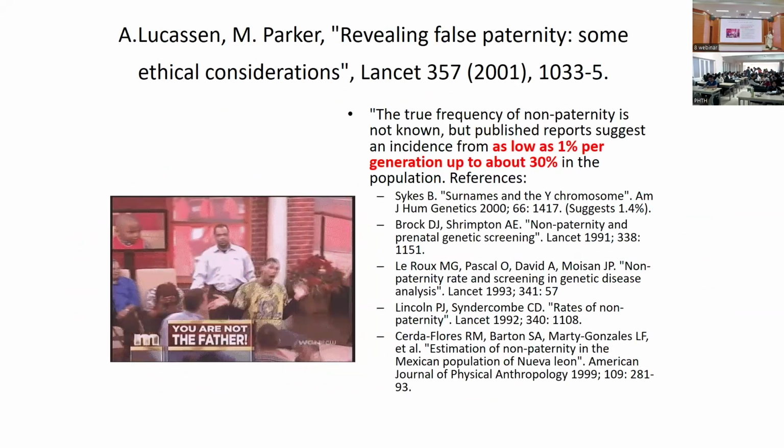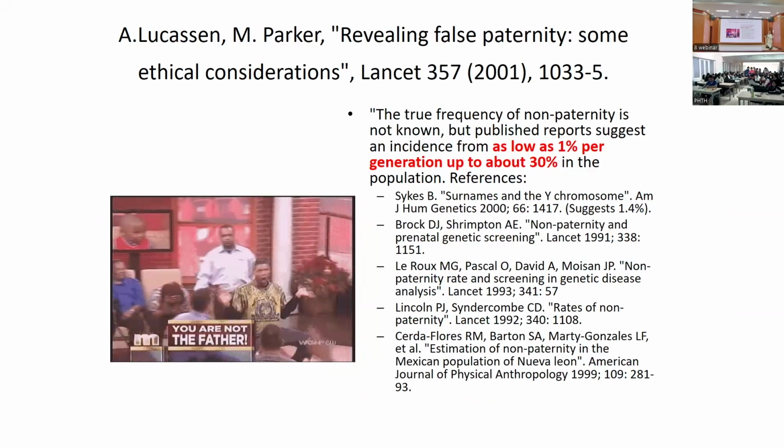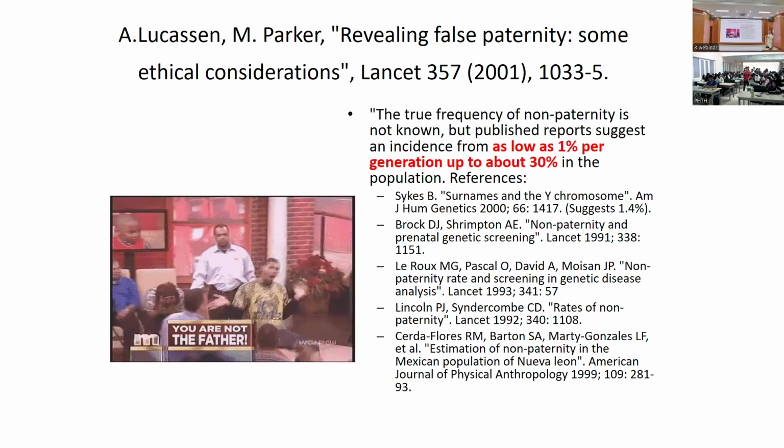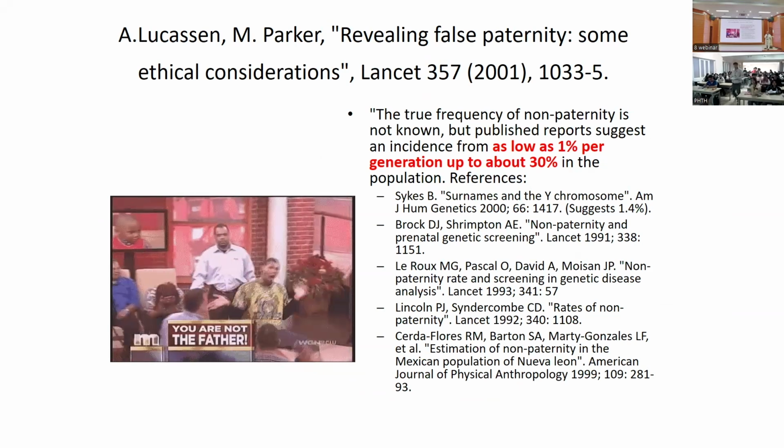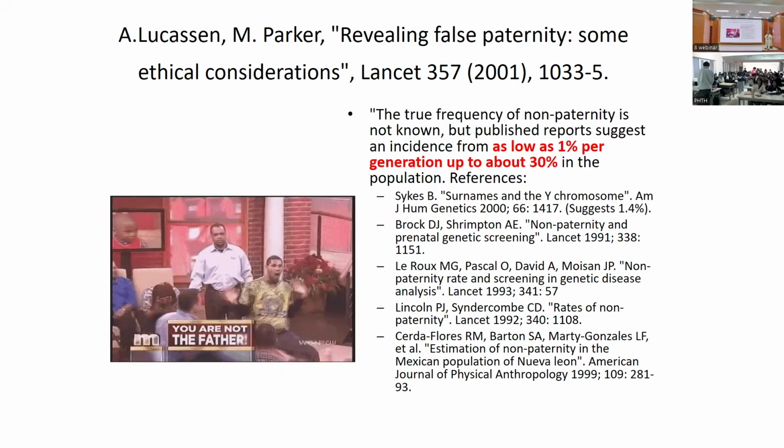And finally, this is the Lancet, which is again back on the topic. And at that time, Lancet admitted that the percentage could be between 1 and 30%. 1 in every 3 believe themselves to be son or daughter of somebody who is not biologically related to them.